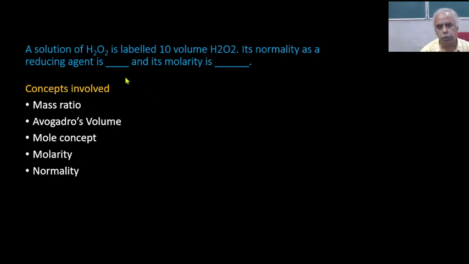Mass ratio means, let us consider this problem. A solution of H2O2 is labeled 10 volume H2O2. Its normality as a reducing agent is dash and its molarity is dash. So we have to find out normality and molarity based on the given label, that is 10 volume. So what does it indicate? Let us first analyze that one.